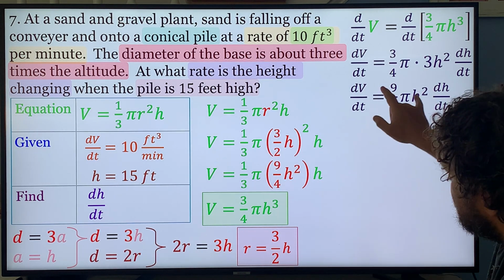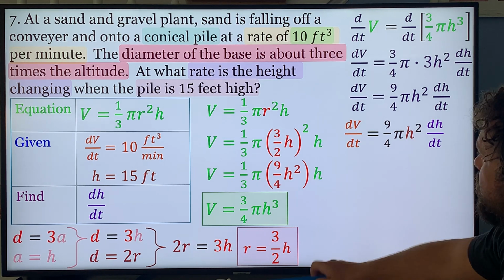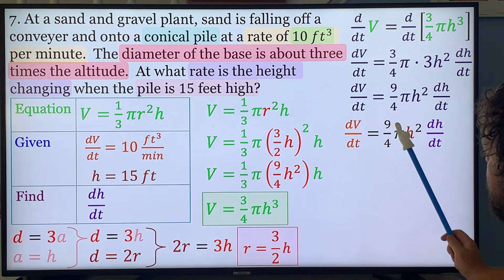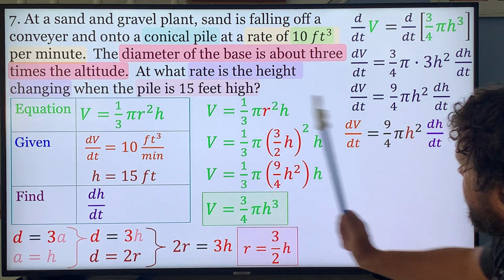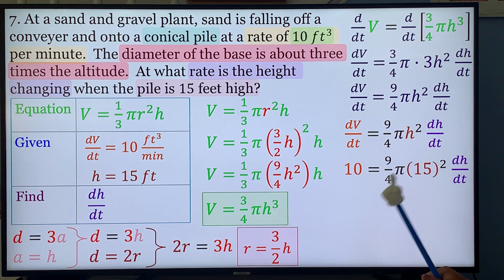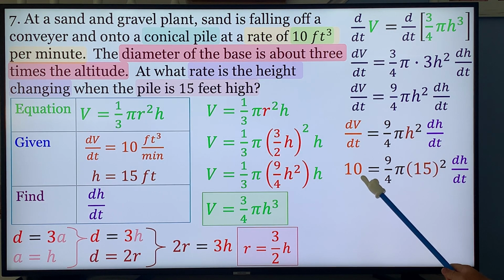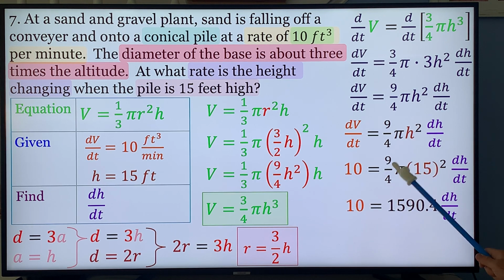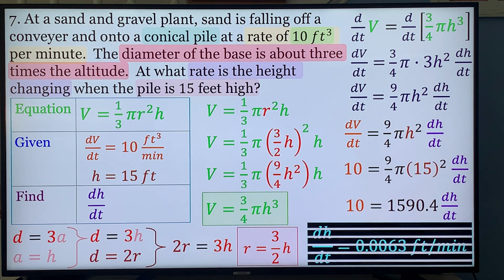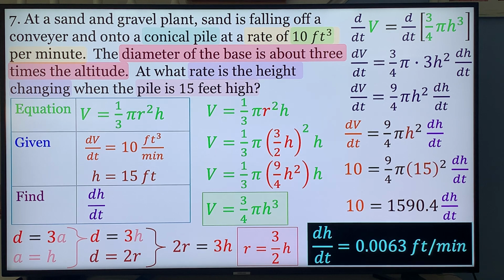What I'm going to do next is I'm going to take this and I can plug everything in. dV/dt is 10. 9 over 4 pi h is 15 squared dh/dt. You can't prematurely throw h in there. You don't throw it in until after you derive. 10 equals 9 over 4 pi, 9 over 4 times 15 squared, 9 over 4 times 225. 225 times 9 divided by 4 times pi is 1,590.4. 10 divided by that number is 0.0063 feet per minute. Right? Or 6.3 times 10 to the negative 3.